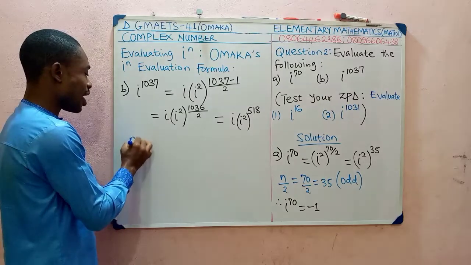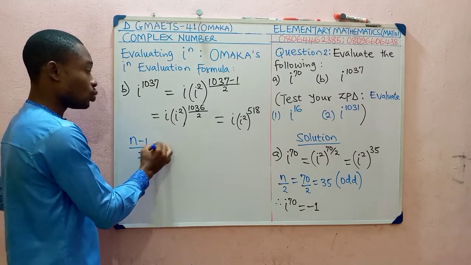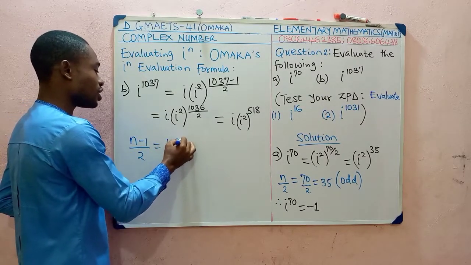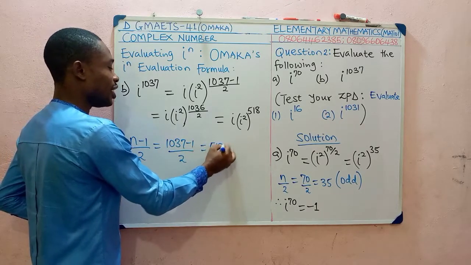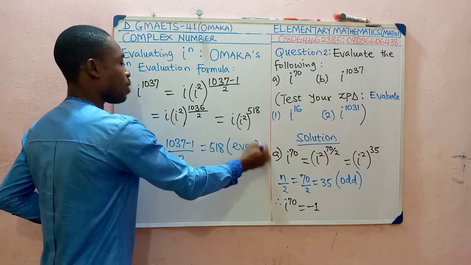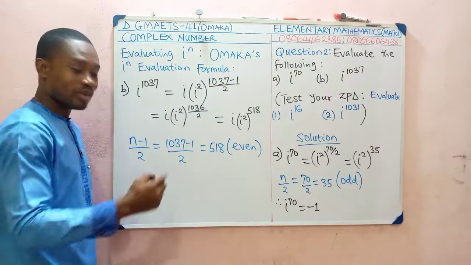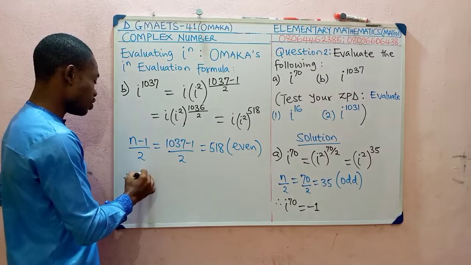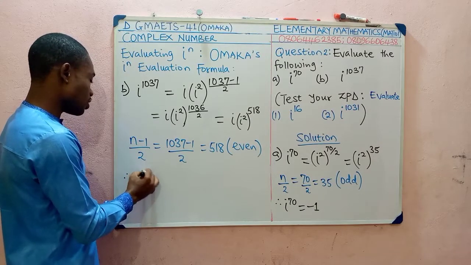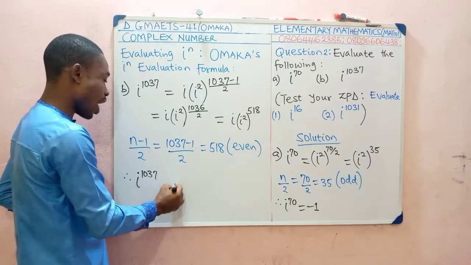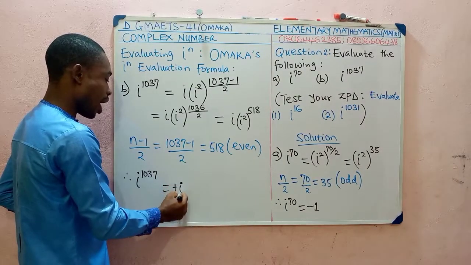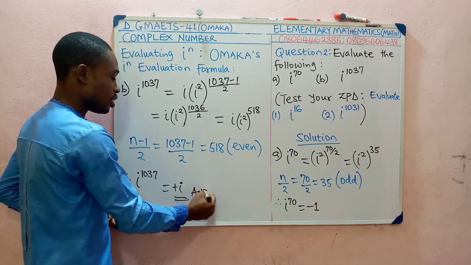So notice that n minus 1 divided by 2, which is equal to 1037 minus 1 divided by 2, gave us 518. This is an even power. Our problem is solved. Therefore, i raised to power 1037 is equal to, this being an even power, plus i. So this is my answer.